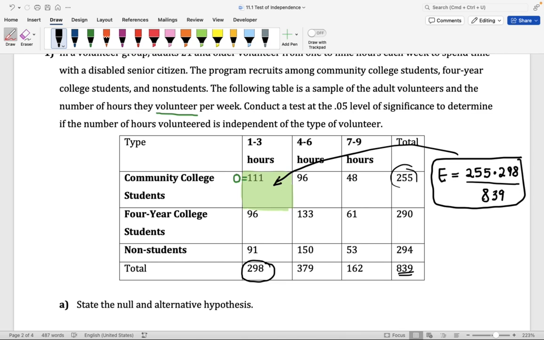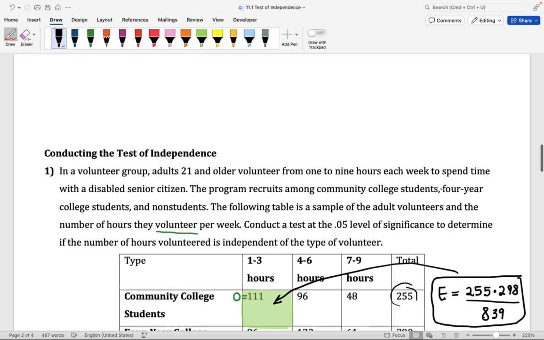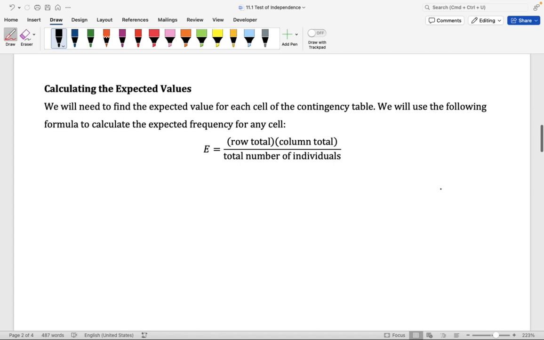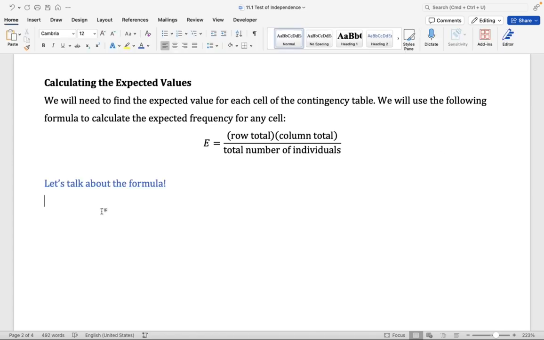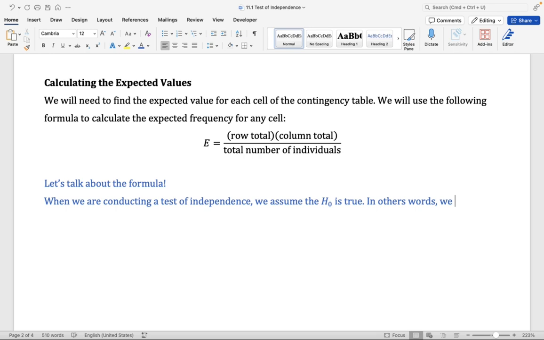the expected value formula. Now, I do want to go into details about why the expected value is calculated using this formula. So here, we're going to talk about the formula. And so again, when we're conducting a test of independence, we're going to assume that the null hypothesis is true. In other words, we are assuming that the variables are independent.